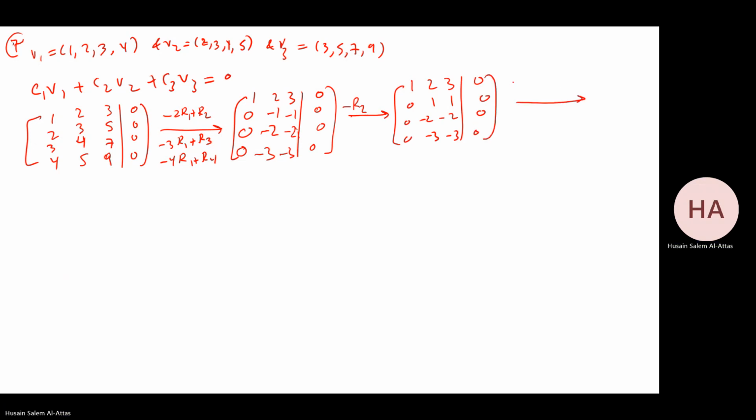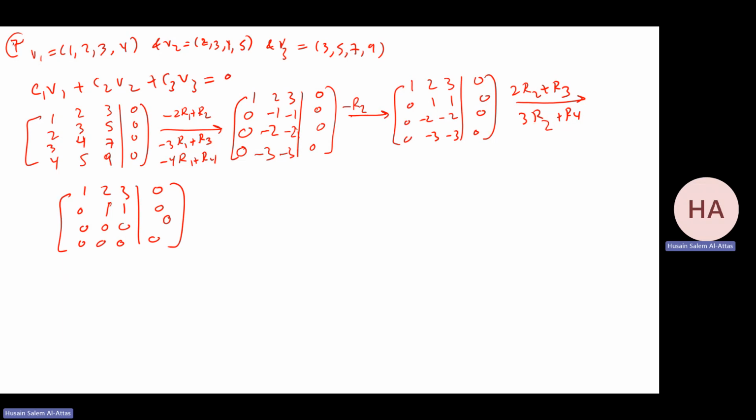So now 2R2 plus R3 and 3R2 plus R4, not R3, sorry, to get what? 1, 2, 3, 0, 0, 1, 1, 0. This will be zeros, and this is the same thing. So I have these equations, C1 plus 2C2 plus 3C3, and C2 plus C3. So it means C2 is minus C3, plug it here. So C1 will be what? Minus 2C2, minus 3C3, and C2 is minus C3. So I have minus C3 also. Correct? Yeah.